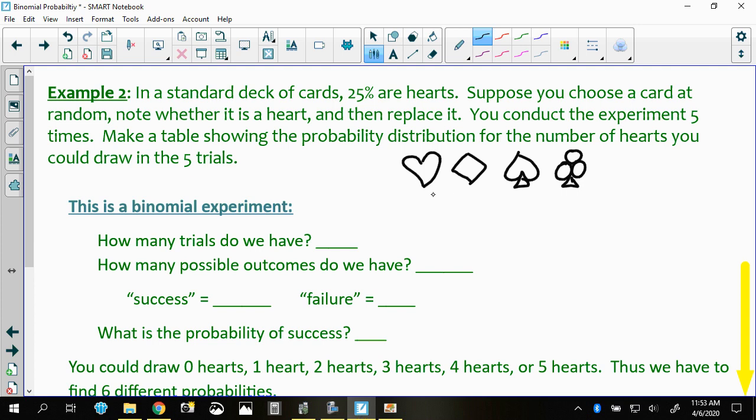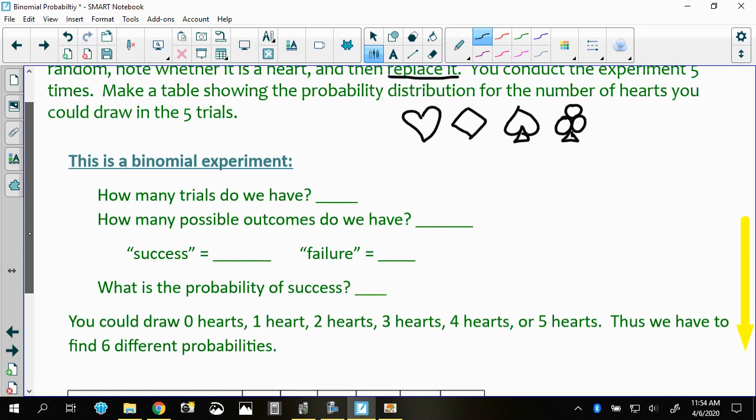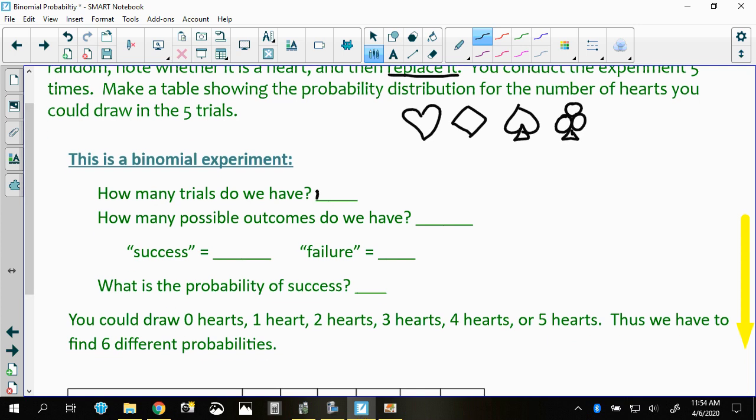Suppose you choose a card at random and notice it's a heart and replace it. So remember, replacement is important in this because it has to be the same probability every time. You conduct the experiment 5 times and make a table showing the probability distribution for the number of hearts you could draw in the 5 trials. Okay, so how many trials? This is our N. That's going to be 5. We did it 5 times.